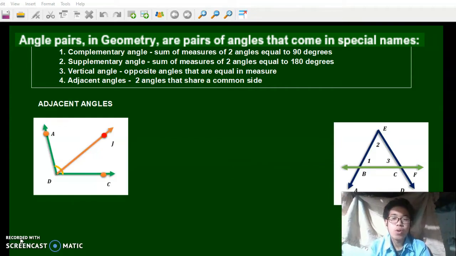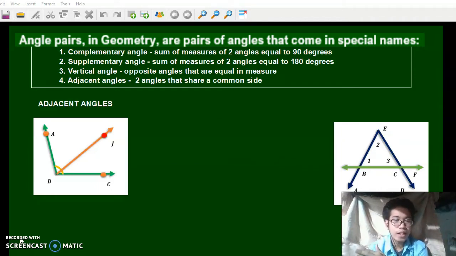For complementary angles, we call each of the angles complements. So angle A has a complement of angle B if and only if the sum of their measurements is 90 degrees. And for supplementary angles, we have supplements. Angle A can be the supplement of angle B if and only if the sum of the measurements of those two angles is 180 degrees.